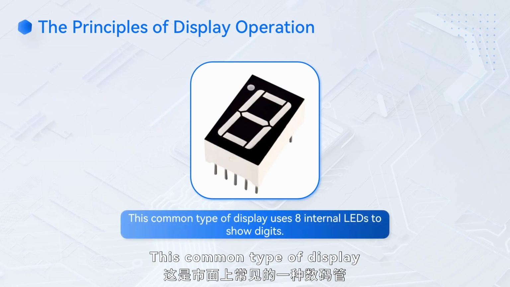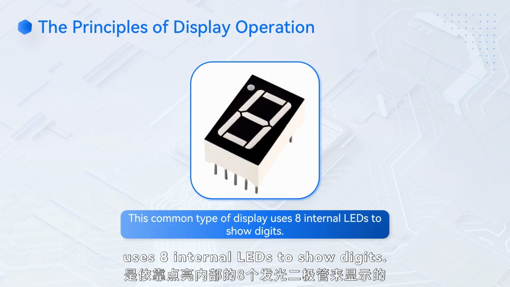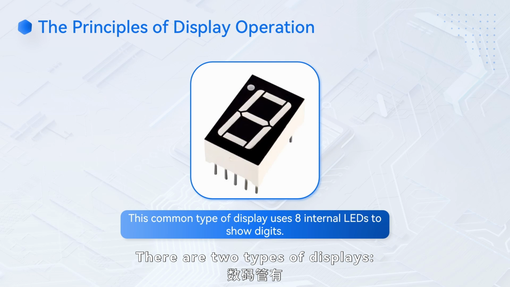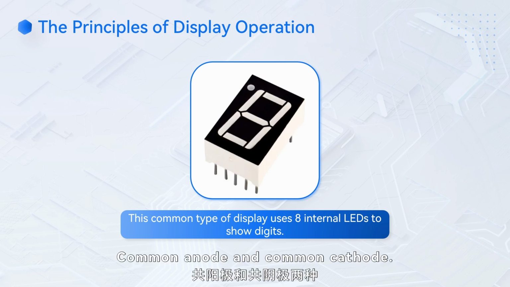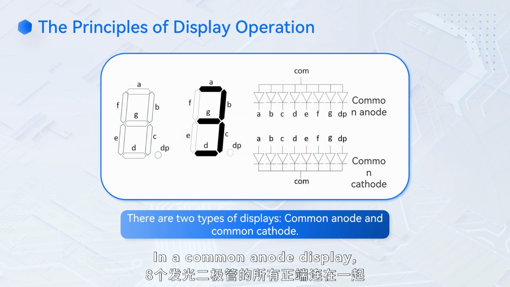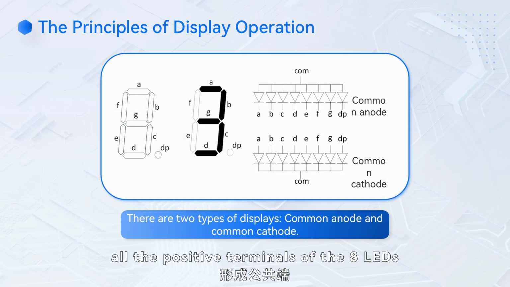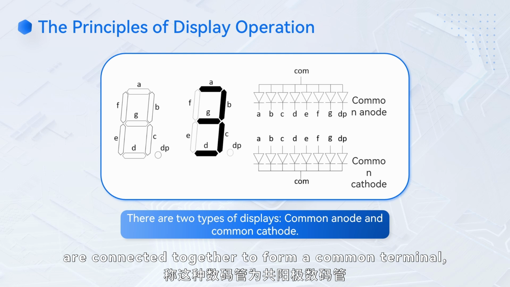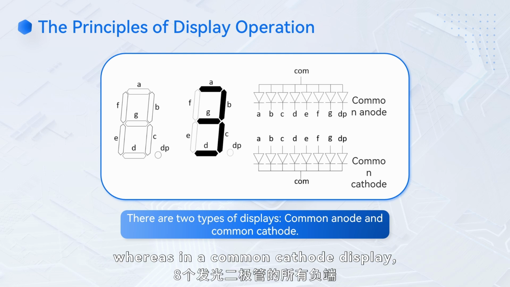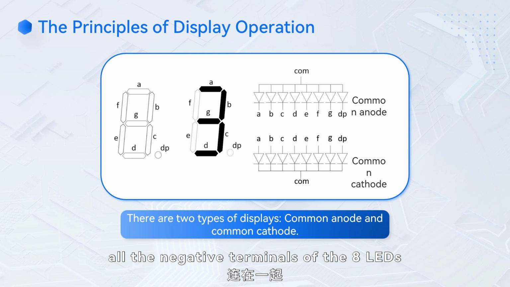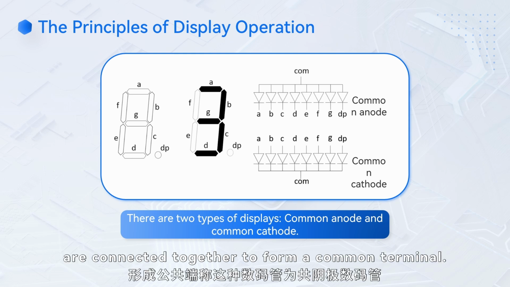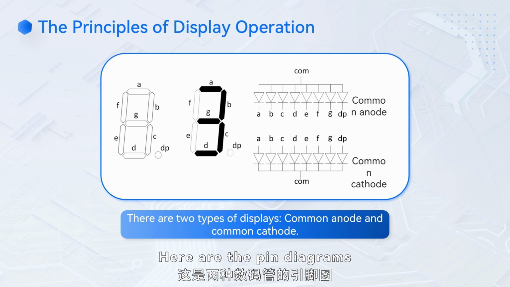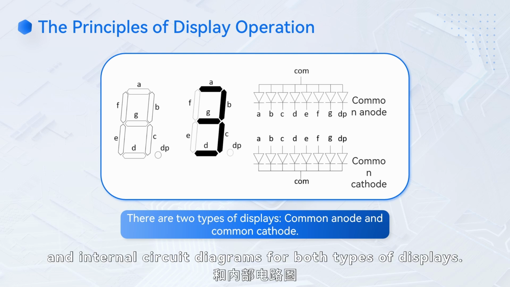This common type of display uses 8 internal LEDs to show digits. There are 2 types of displays: common anode and common cathode. In a common anode display, all the positive terminals of the 8 LEDs are connected together to form a common terminal, whereas in a common cathode display, all the negative terminals of the 8 LEDs are connected together to form a common terminal. Here are the pin diagrams and internal circuit diagrams for both types of displays.